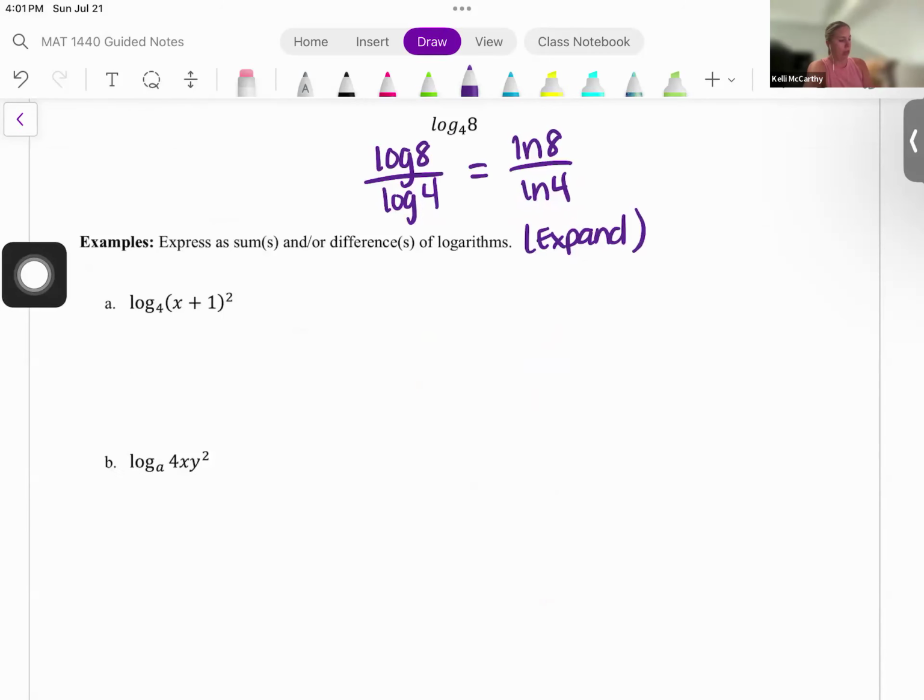Log base 4 of x plus 1 squared. That exponent can be brought down as a coefficient. So this is 2 log base 4 of x plus 1. And that argument of x plus 1, we can't split that up. So this is as simplified as it's going to get.